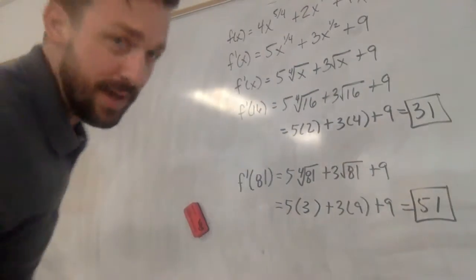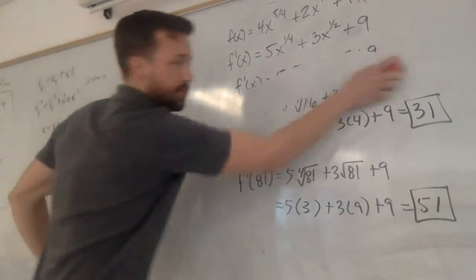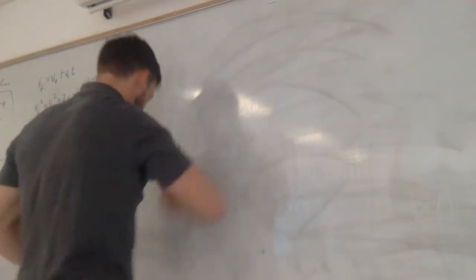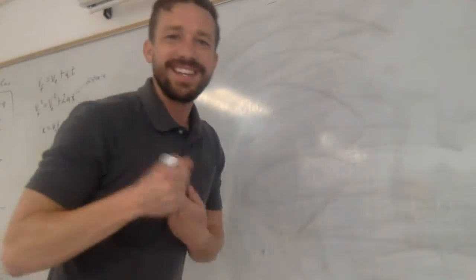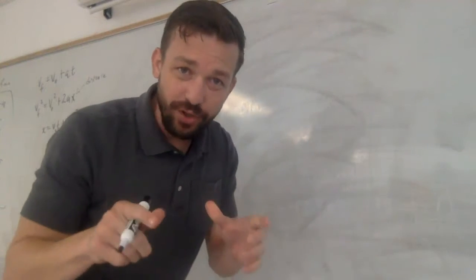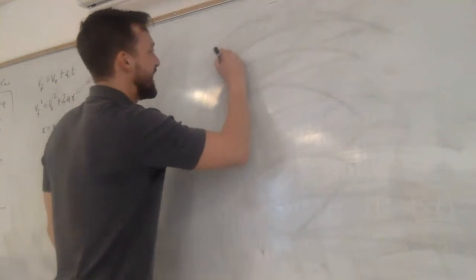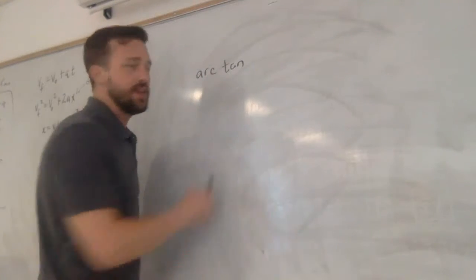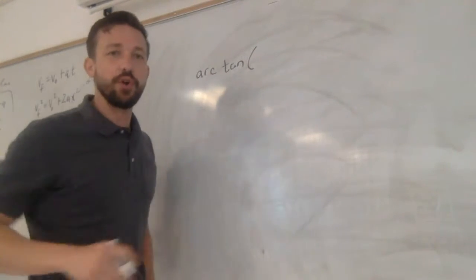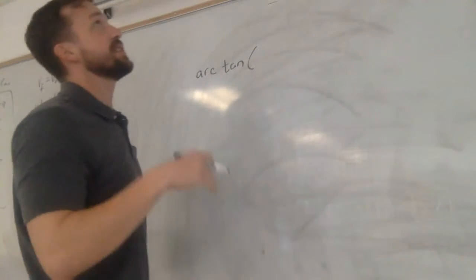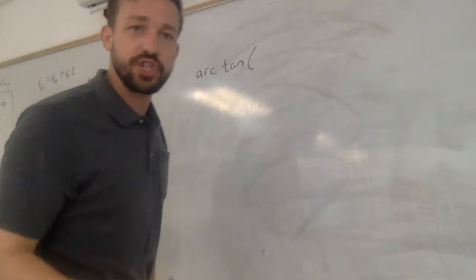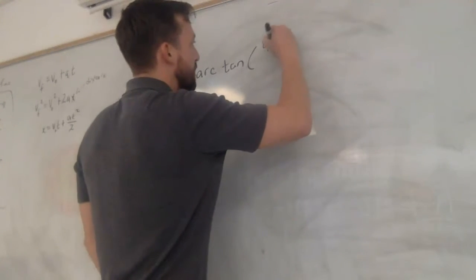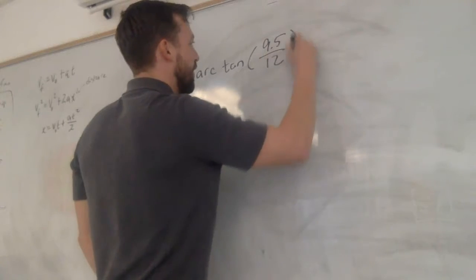Let me erase all this madness. Okay, so to get the angle of the shadow, all you're gonna do is tangent. It's arctangent, the inverse tangent. Tangent is opposite over adjacent, so your shadow over your stick length. So 9.5 divided by 12.